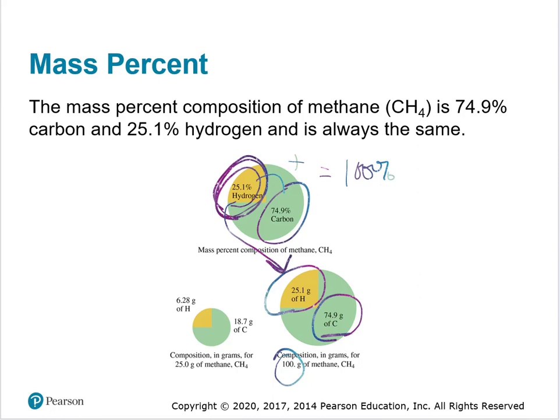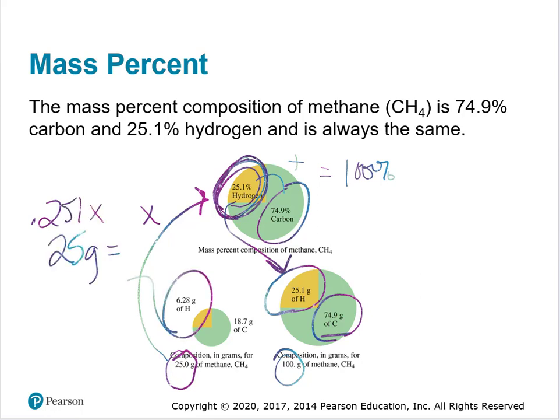Well, I could take that percent and multiply it by the mass. If I have 25 grams of methane, I can do 25 grams times 0.251, because 25.1% as a decimal is 0.251, and we should get 6.28 grams of that compound made up of hydrogen. And then to find the carbon, I can take 0.749 times 25 grams, and we should get 18.7 grams of carbon.